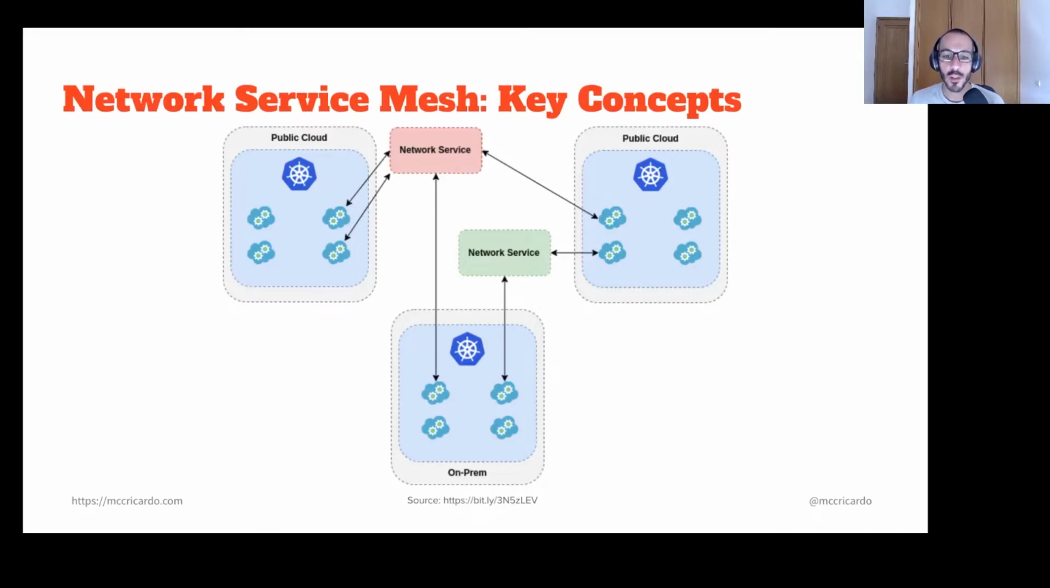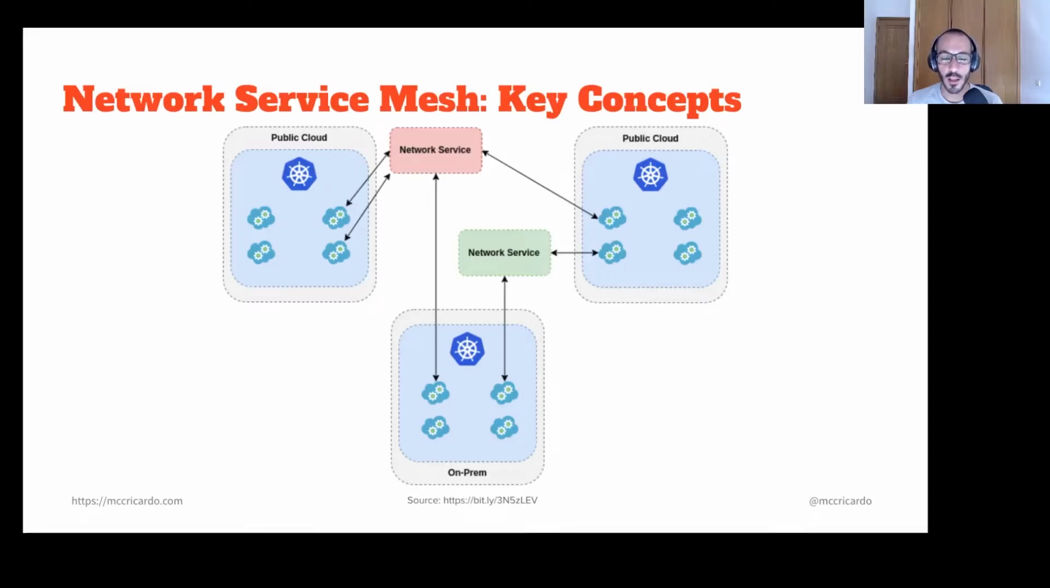Let's now dive into Network Service Mesh's key concepts. What we will be covering are network services, network service clients, endpoints, and vWires. We'll then take a look at the Network Service Mesh API and at what registries are. So, in Network Service Mesh, a network service is a collection of features applied to network traffic. These features provide connectivity, security, and observability.